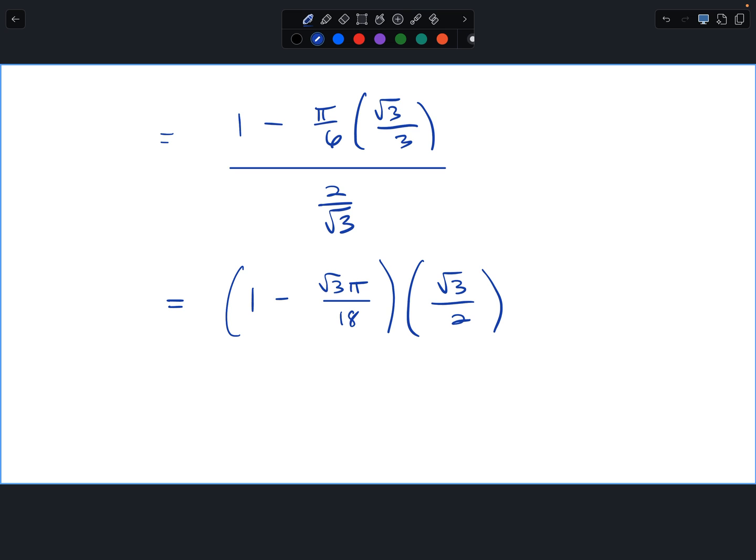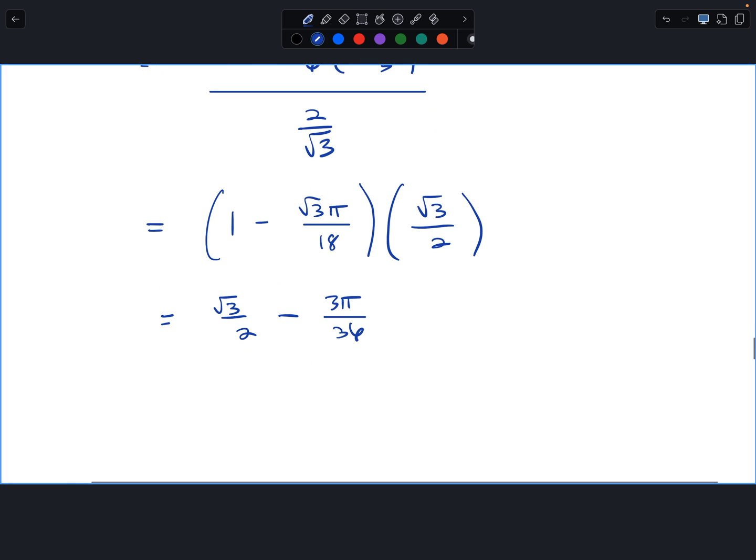This one's weird. This one's easy. Root 3 over 2 times 1. Hey, that's root 3 over 2. Minus. Okay, what is square root 3 times square root 3? 3. So this is going to be 3 pi over 18 times 2 is 36. Does 3 over 36 simplify? Yes. 1 over 12. So this is going to be root 3 over 2 minus pi over 12.